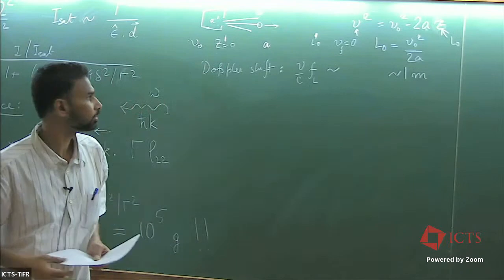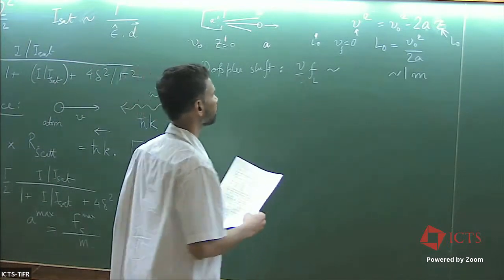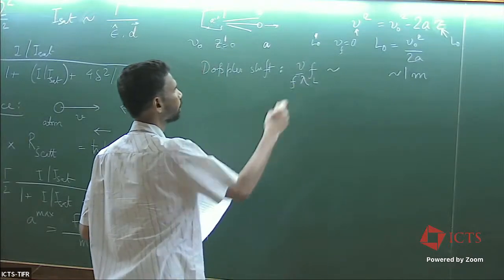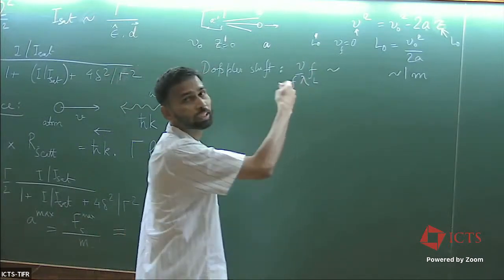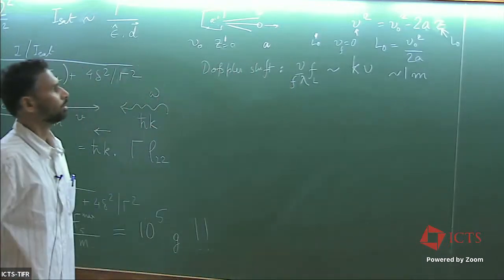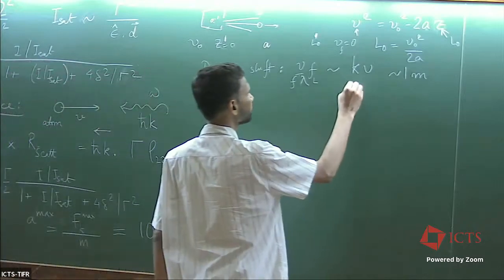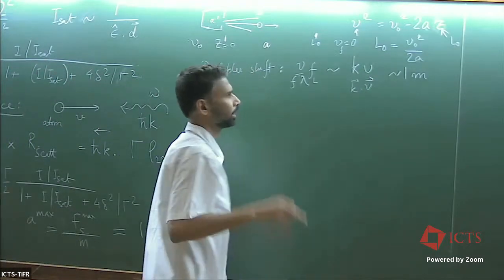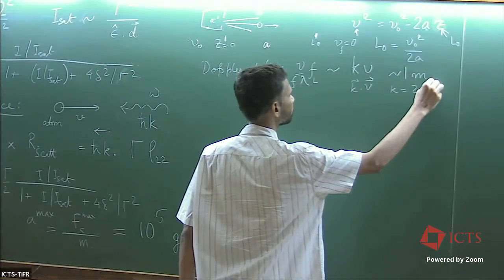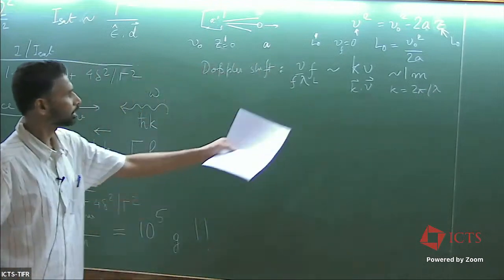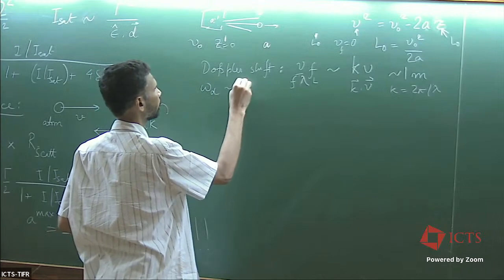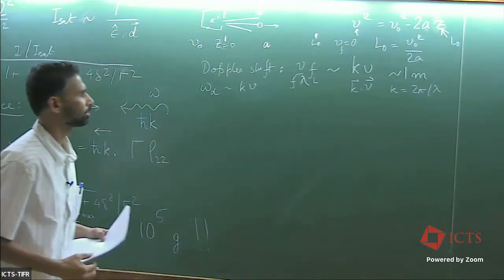We typically write it in angular frequency units. So this c is nothing but f times lambda, and then we multiply by 2 pi and write it in terms of k. 2 pi by lambda is k. So this is just k times v, or for any direction, k dot v, where k is the wave vector, twice pi by lambda. So the Doppler shift is omega Doppler equals k times v, depending on the velocity.